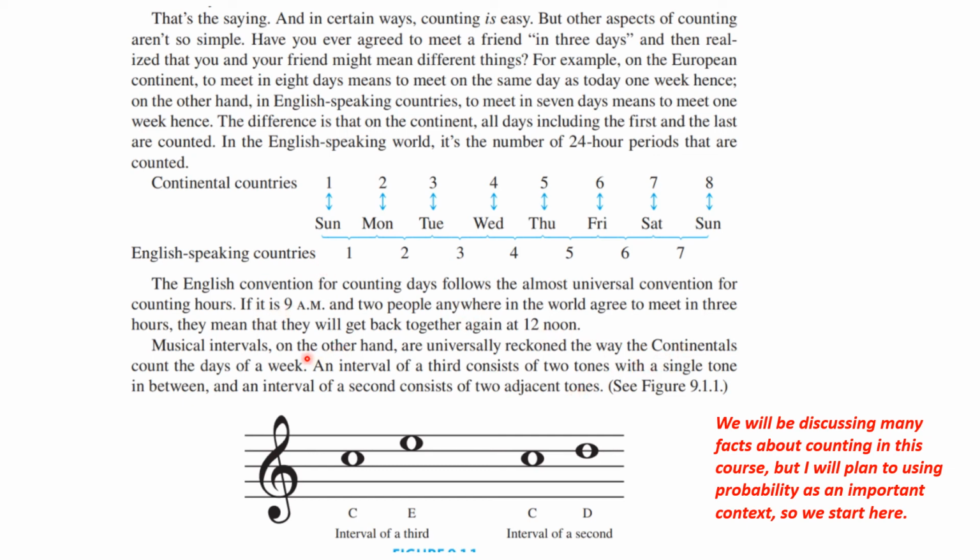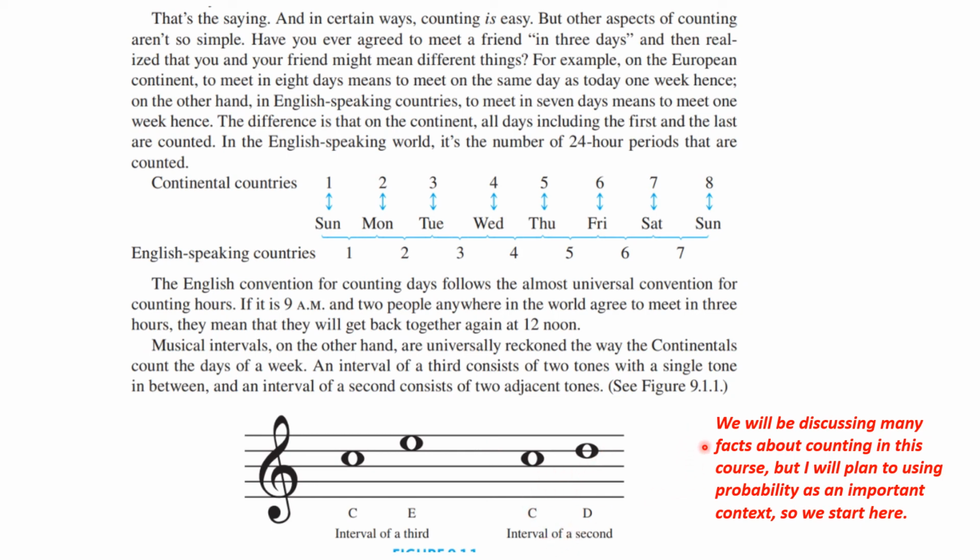Musical intervals, though, on the other hand, are universally reckoned the way the continentals count the days of the week. An interval of a third consists of 2 tones with a single tone in between. So this is an example of an interval of a third. You go from C to D to E, but they count all 3. The first and last both count. And an interval of a second consists of 2 adjacent tones. Here you go C and D, and that's an interval of a second.